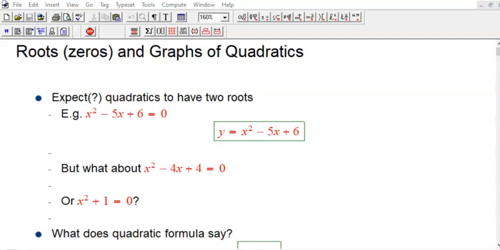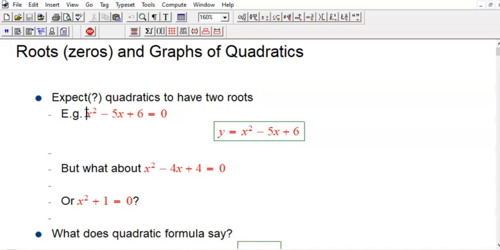Let's look at the roots, otherwise known as the zeros, of a quadratic function and how that relates to the graph. We're going to allow imaginary and complex zeros, but it's going to be important to remember that only real zeros are going to show up as x-intercepts. And so we're going to see that very specifically in some examples here with quadratics.